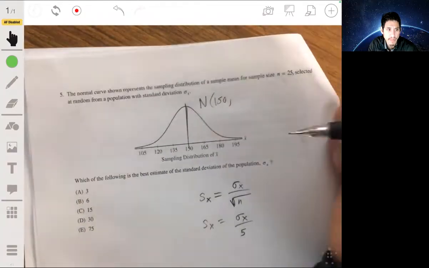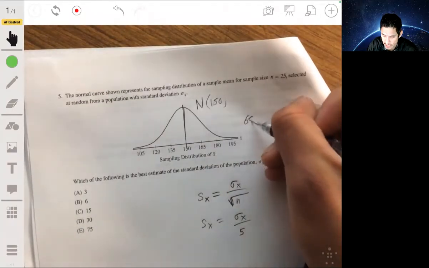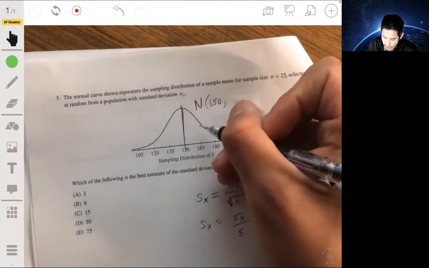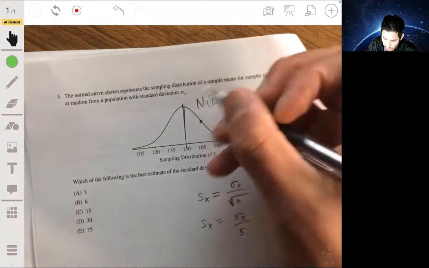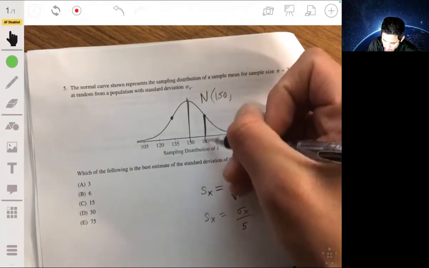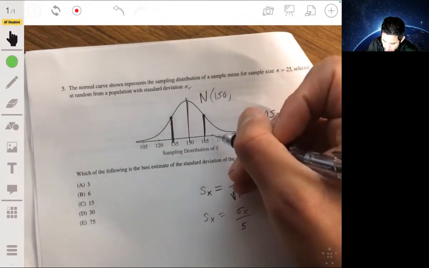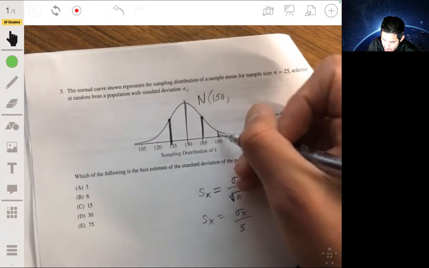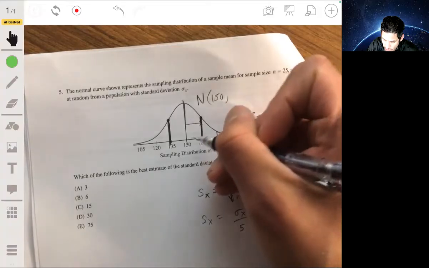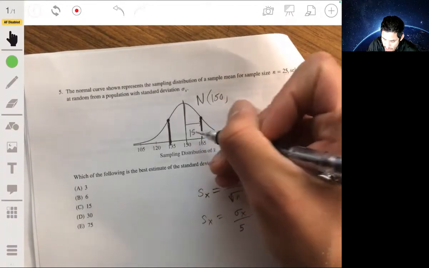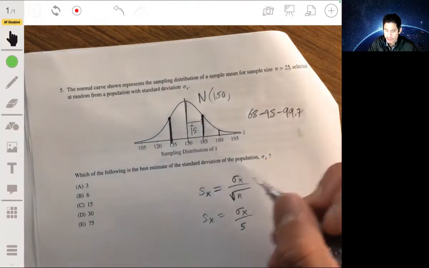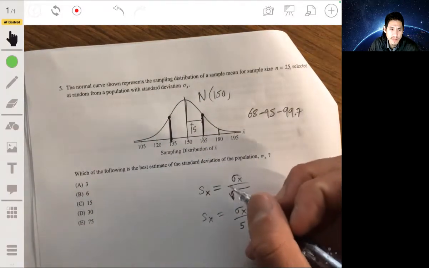And if this is normal, that means that it would have to follow the 68, 95, 99.7 rule. And that would also be based on the concavity or the inflection points. So one standard deviation away would be probably right around here, not 165, 135. Two standard deviations will be 180, 3 would be 195. So the distance from 150 to 165 would be 15, or minus 15 if you want to get to 135. So the sample standard deviation would be 15.